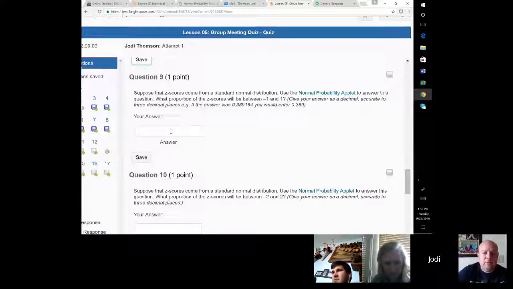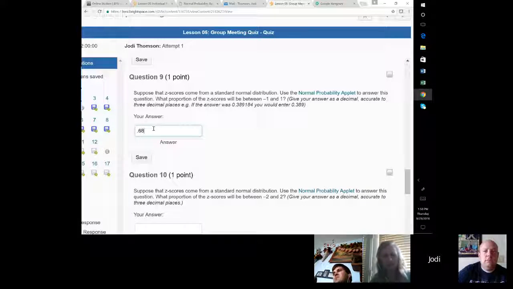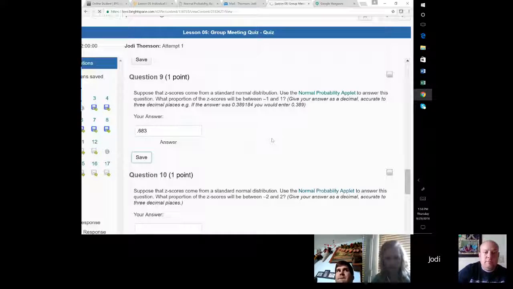I wonder if they want us to use the applet because they want more. 0.6827 is between those two z-scores. Is it asking for the percentage or the z-scores? Well, proportion. Yeah, so between -1 and 1 on the applet it says 0.6827. It's asking for 3 decimals. So 0.683. Yeah, I think so. Okay.